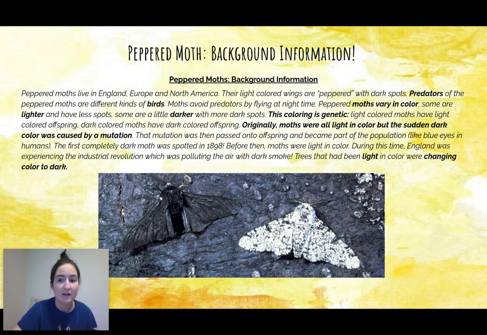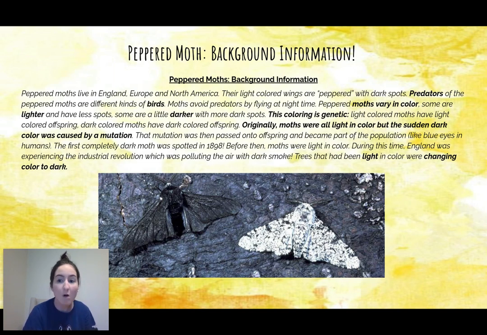Peppered moths vary in color. Some are lighter and have less spots. Some are darker with more spots. This coloring is genetic. It's passed on to their offspring. So light-colored moths have light-colored offspring. If there were darker-colored moths, they'd have darker-colored offspring. So that coloring is genetic.